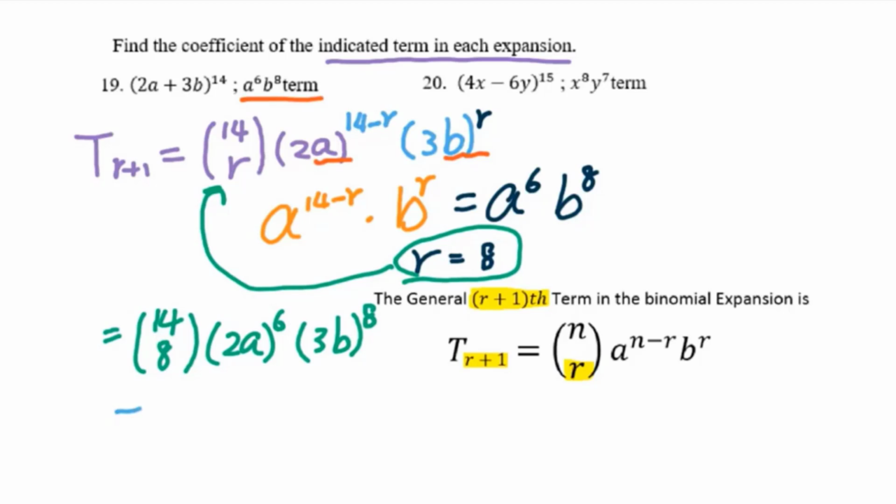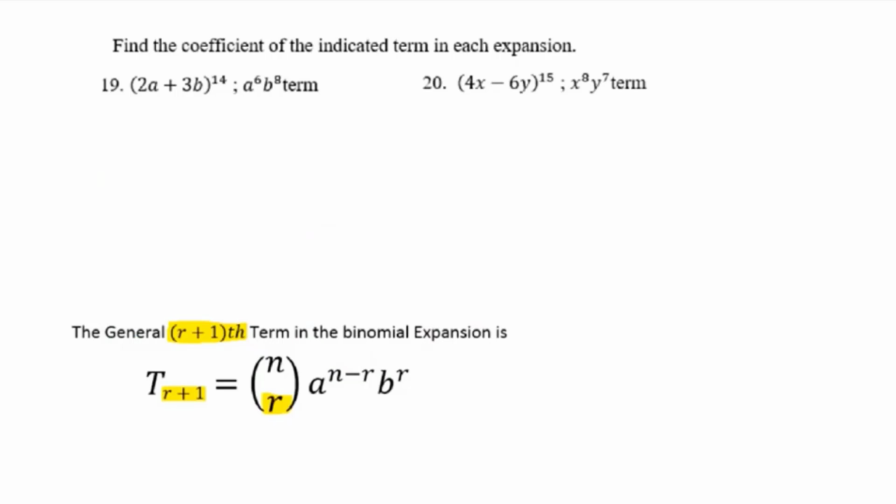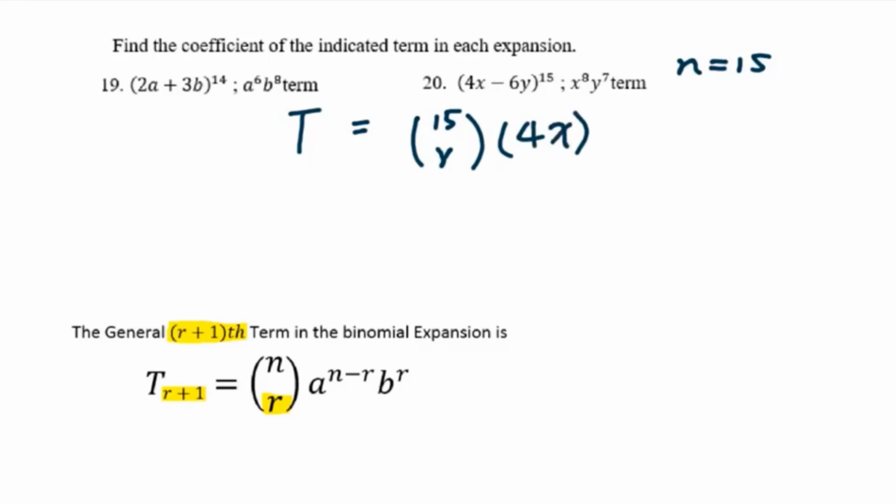Then we put it into the calculator. The answer will be a huge number like this. Now let's go to number 20. For number 20, we still need the general form for that. T equals, n equals 15, so 15 taken r. Then 4x, we do 15 minus r's power. Then negative 6y, we do r's power.